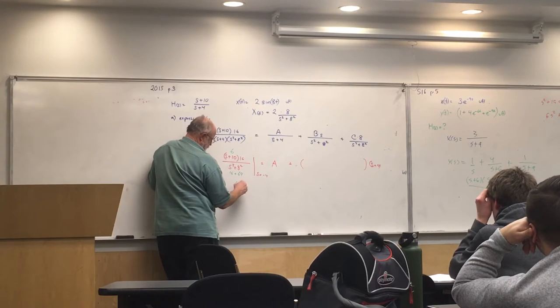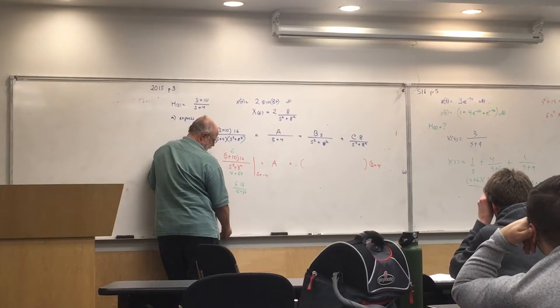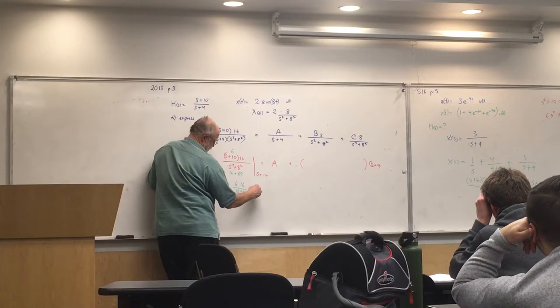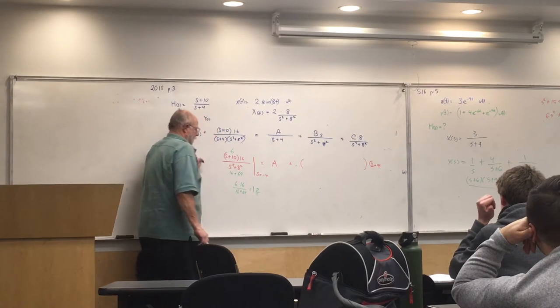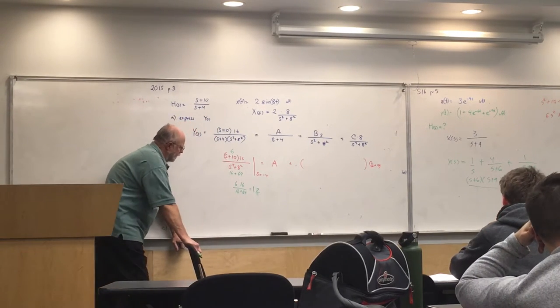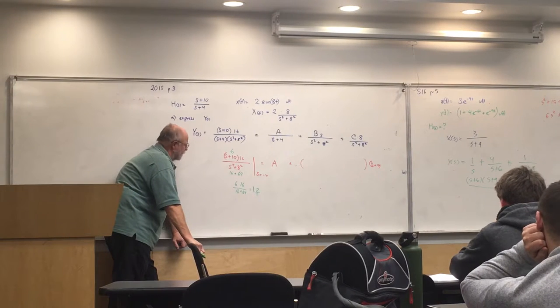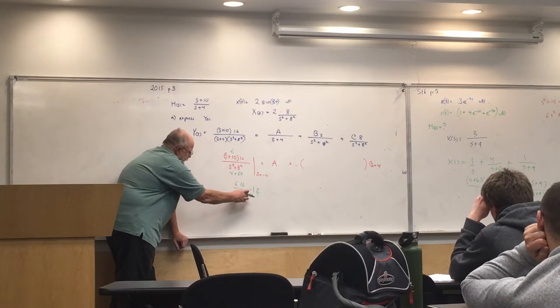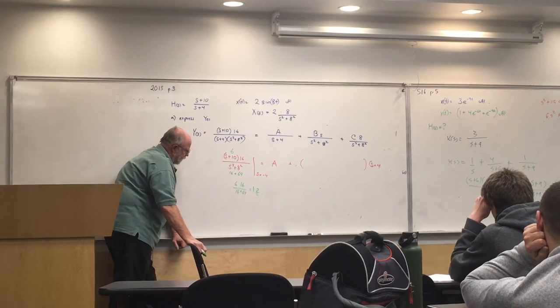So we have essentially 6 times 16 divided by 16 plus 64. 16 plus 64 is 80. So is that 1.2? I got 1.2. Well, 6 times 16 was 96, so this is 96 over 80.